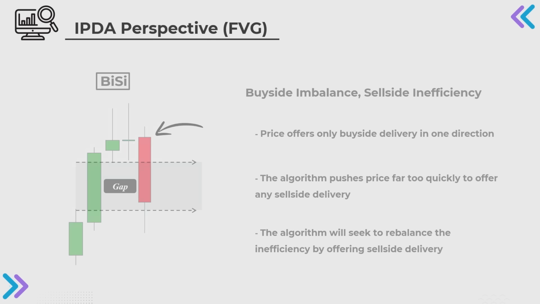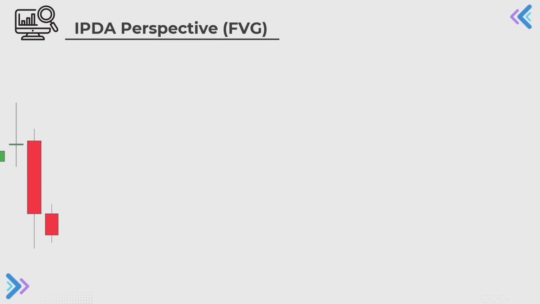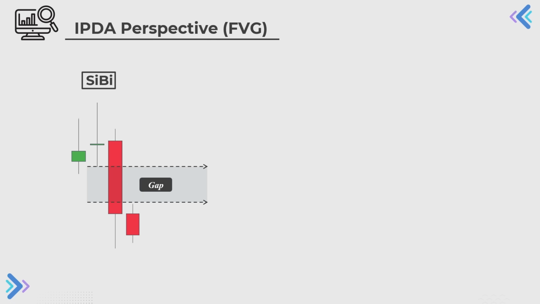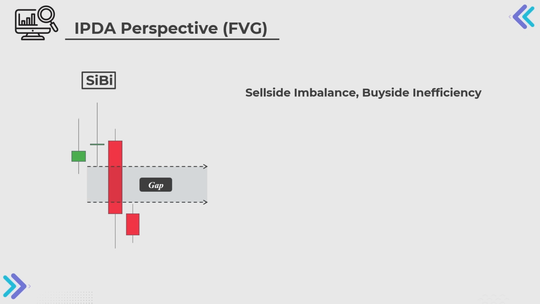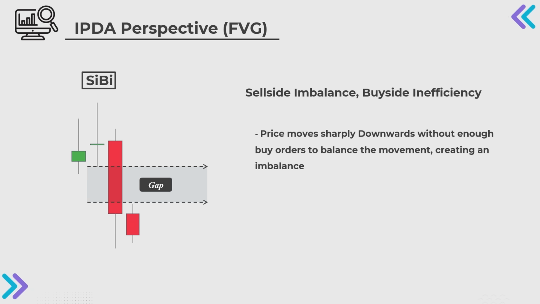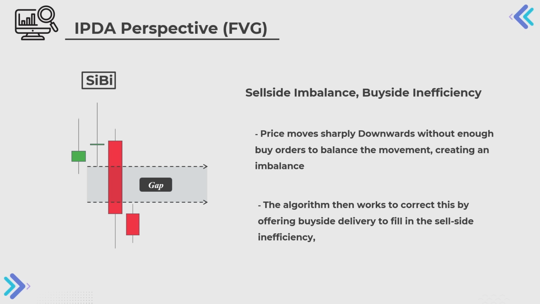The next type of fair value gap, the bearish one, is known as CB, which represents sell-side imbalance, buy-side inefficiency. This is also similar to BC, but in reverse. In a CB scenario, the price moves sharply downwards without enough buy orders to balance the movement, creating an imbalance. The algorithm then works to correct this by offering buy-side delivery to fill in the sell-side inefficiency, just as it does with buy-side inefficiency.